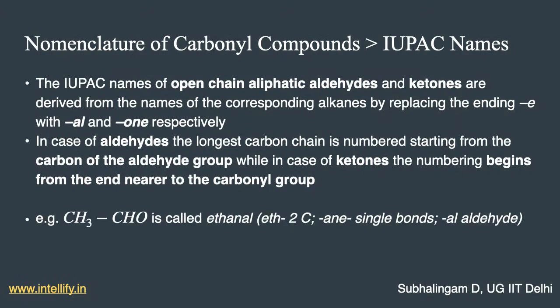Example: CH3CHO is called ethanal. We start the numbering from the right, that is the carbon of the carbonyl group, and we move towards the left. Since there are two carbons in the root word, the one belonging to CHO and the other from the methyl group, it's called eth, and it's an aliphatic compound, so it is -ane. We remove the e, and since it's an aldehyde group, we add -al as suffix, so it's called ethanal.